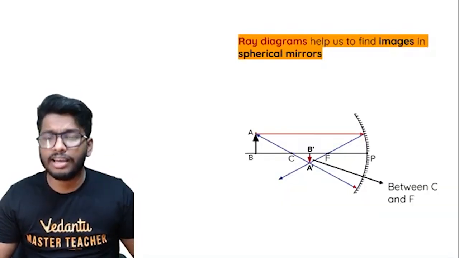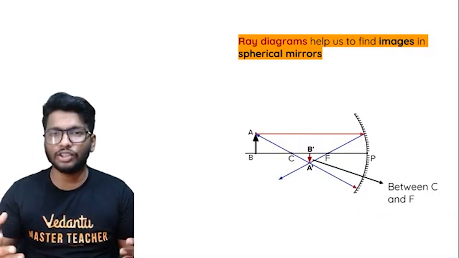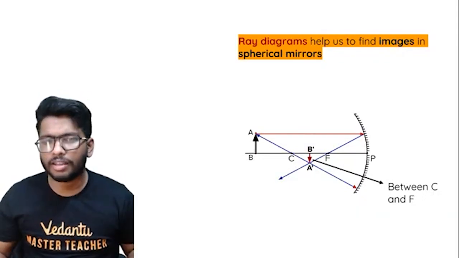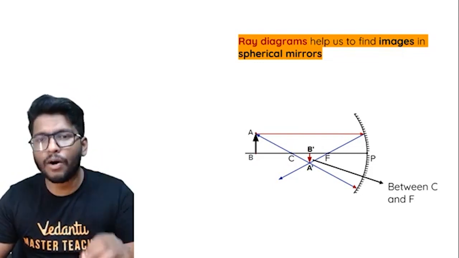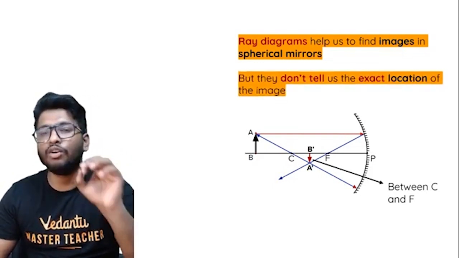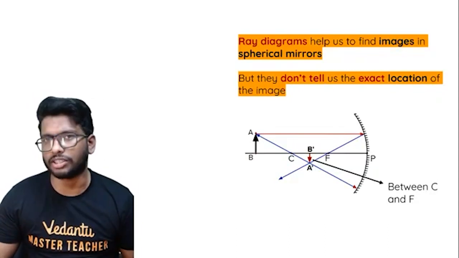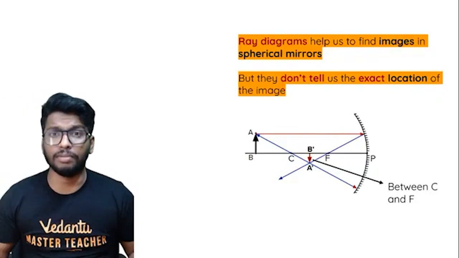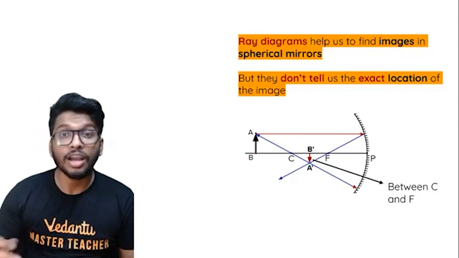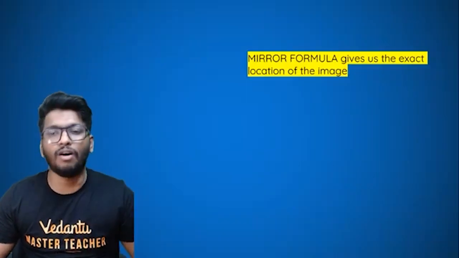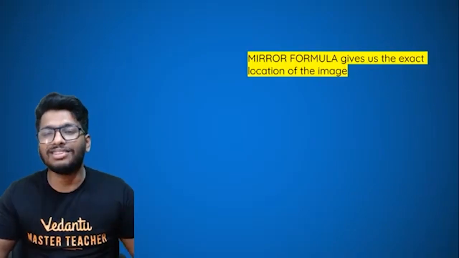Now to talk about the mirror formula. Here's the thing, guys. We have talked about all sorts of ray diagrams. Now the thing about ray diagrams is that they tell you where the image is found. But the problem is that they don't pinpoint the exact location of the image. Is it 5 meters below? Is it 5 meters above? That distance is not exactly mentioned. So we have the mirror formula to solve that problem.